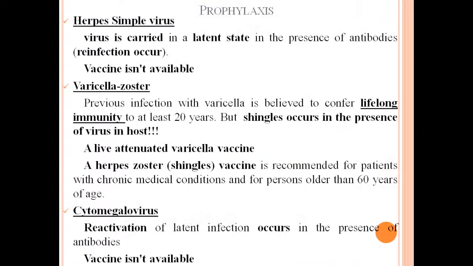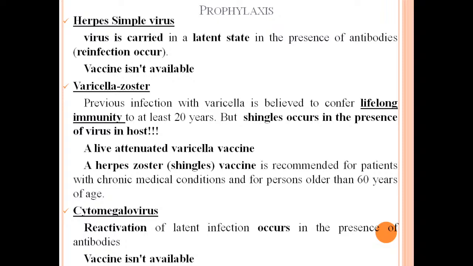Prophylaxis. For herpes simplex virus, firstly, the virus is carried in a latent state in the presence of antibodies. Reinfection may occur, so there is no immunity. The patient is susceptible to this infection and may develop clinical manifestations many times during all life. It depends on the factors that activate this virus. Vaccines against herpes simplex virus type 1 and type 2 are not available.